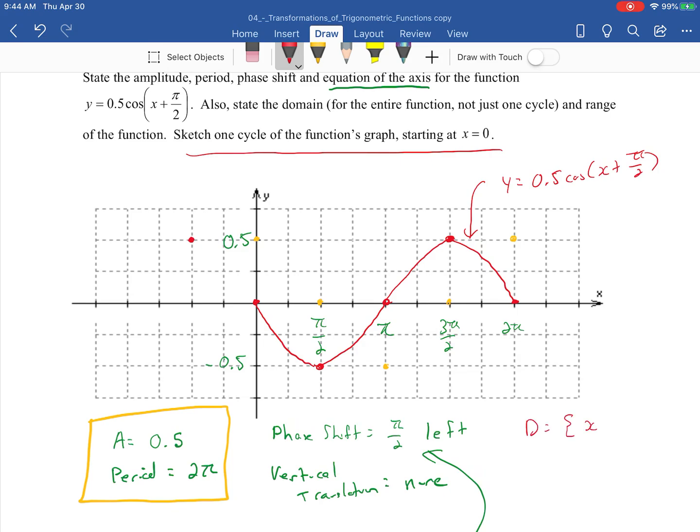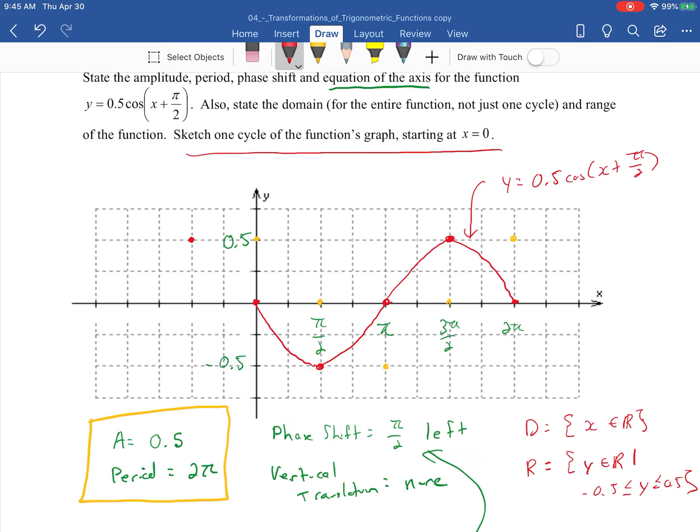State the domain for the entire function. Oh, so the domain for the entire function this time would be x element of reals. They didn't ask for just one cycle there. And then range, this goes from negative 0.5 to 0.5.